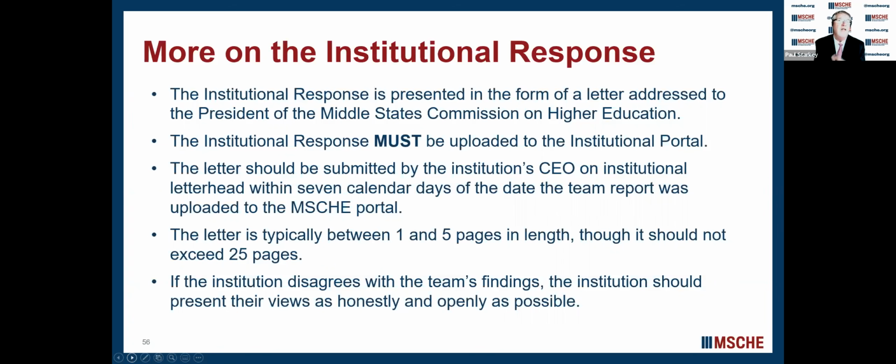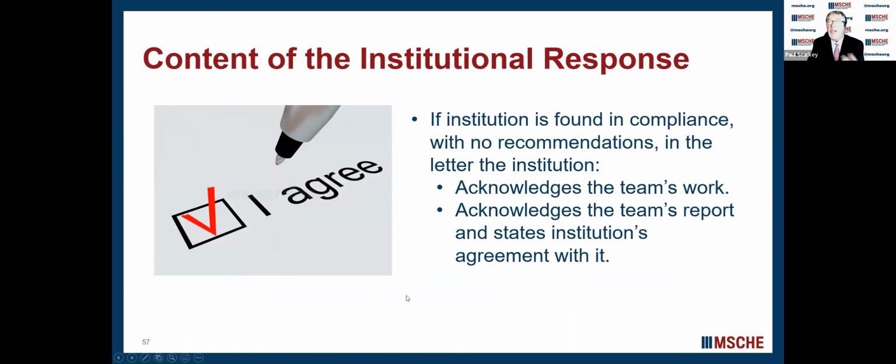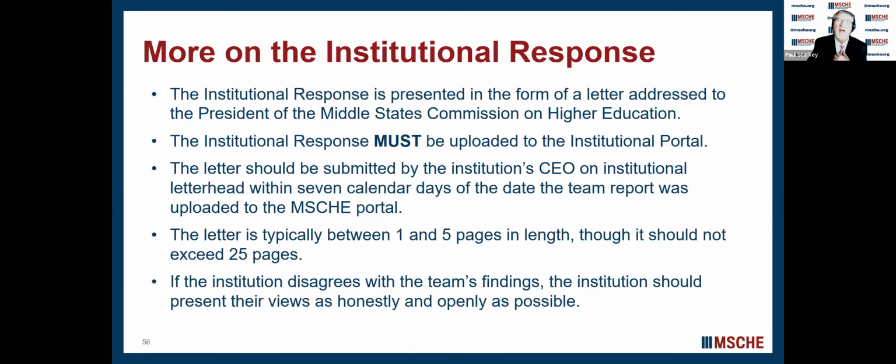Typically, I have seen an institutional response that was 3 sentences. We thank the team for coming. We agree with their findings. We look forward to the commission action. But others can be a little more detailed. So let's talk about what those responses may be. If the team report says that the institution is in compliance, then you acknowledge the work, you agree with it, and you move on.